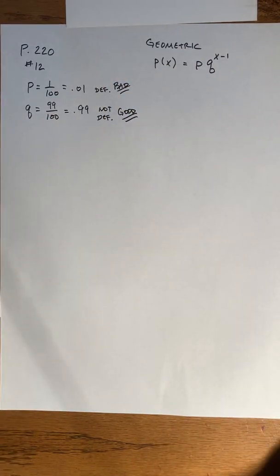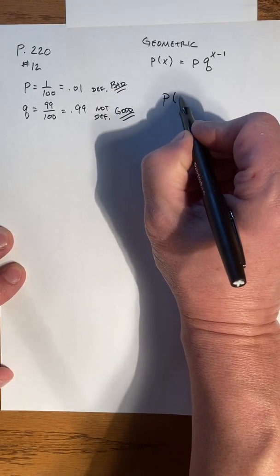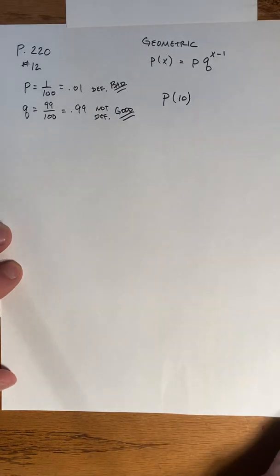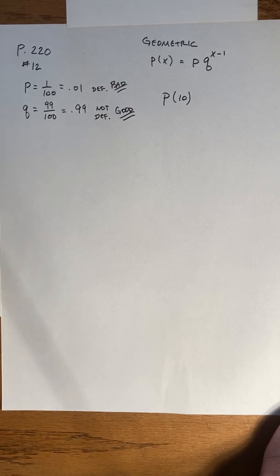So now that we know that, part A says find the probability that the first defective part is the 10th part sold. So in other words, what's the probability that we find the first defective part as we're going through there being the 10th? So in other words, the first 9 were good. There's no 0 tries in a geometric distribution, but the first 9 we have good parts, and then all of a sudden we get a bad part.